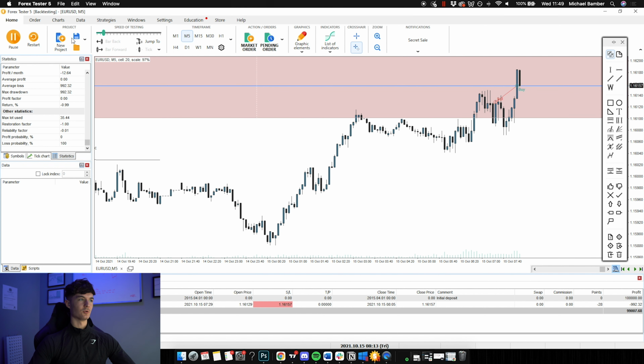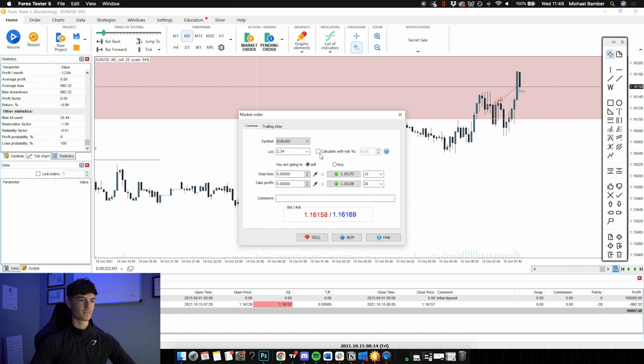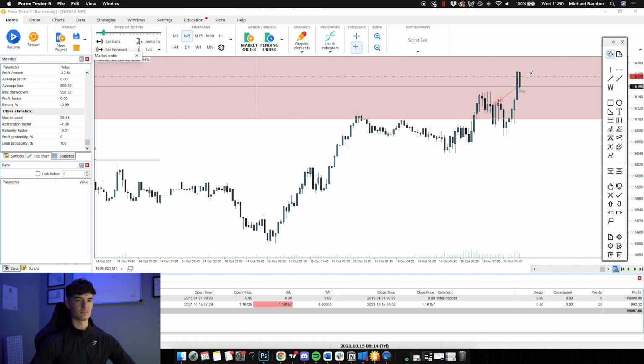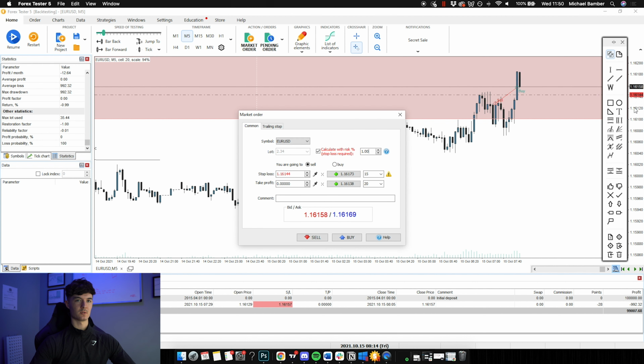I'll take a larger order here because I'm not going to do it to the precision that I did before, but let's just say I want to take a market order. This is when you can obviously work out the risk, etc. So let's calculate this with a risk, right? Let's say 1% risk. Let's keep it 1%. Let's put a stop loss in. Once again, always put a stop loss in.